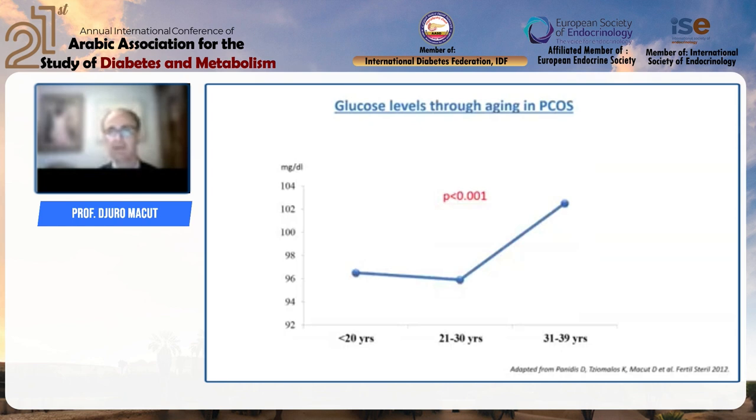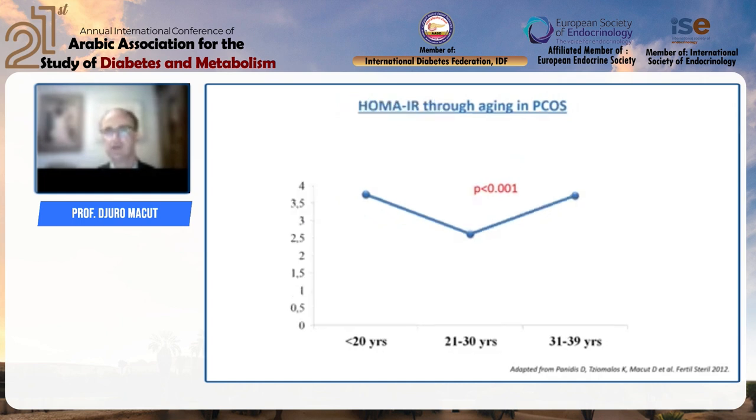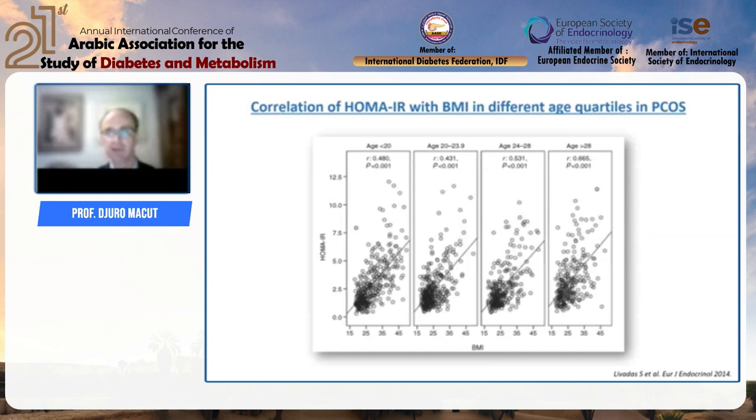What about aging? During life, glucose levels are increasing. We have an increase of glucose over the decades of life, and this is constantly present. Insulin levels also fluctuate but steadily and constantly increase during aging, and so does the HOMA index, showing that we have a condition of insulin resistance during aging.